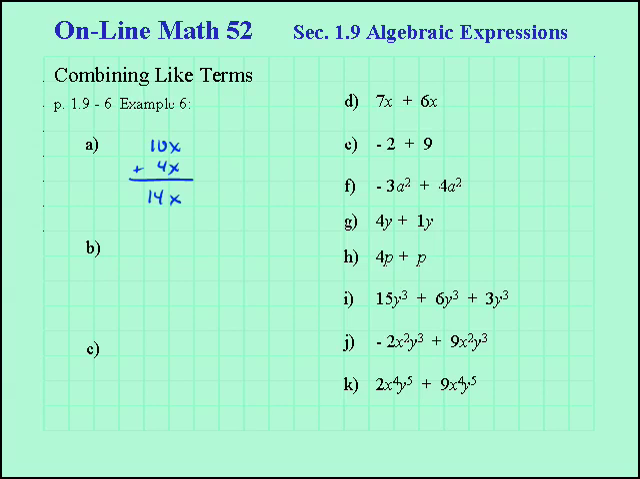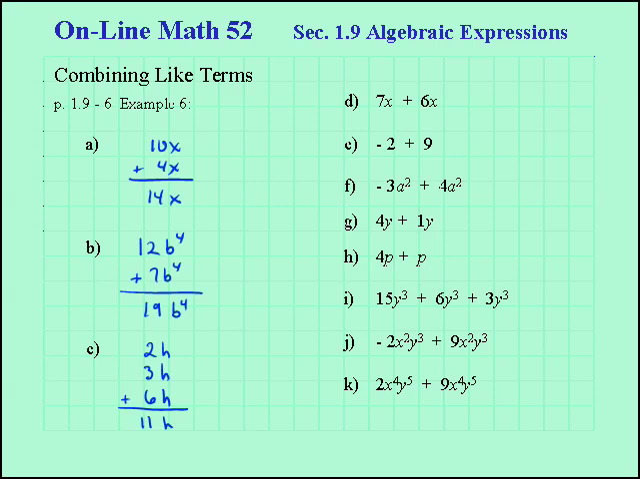And letter B, 12b to the 4th and 7 plus 7b to the 4th. That's 19b to the 4th. 12 of them and 7 more of the same thing is 19 in all of that same thing, of those b to the 4th. And letter C says 2h plus 3h plus 6h. That adds up to 11h. 2 and 3 is 5. 5 and 6 is 11. So we have 11 h's in all.